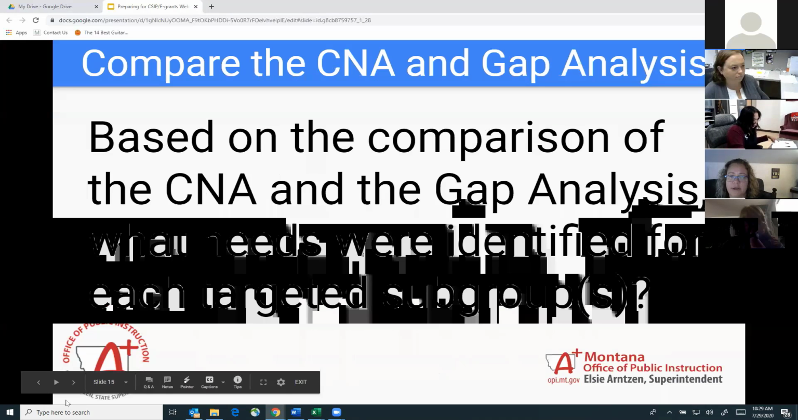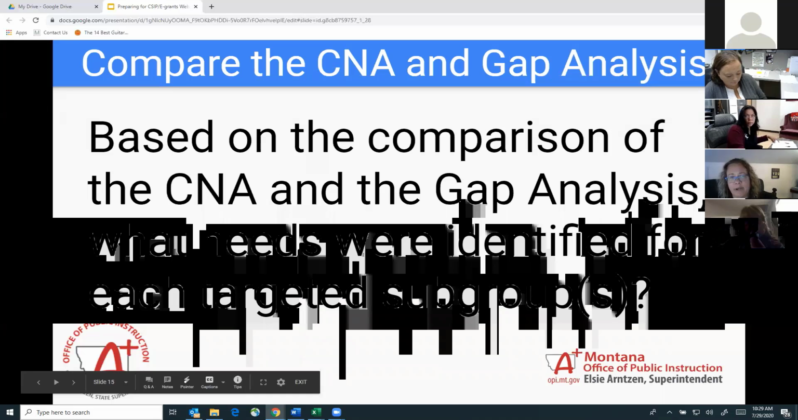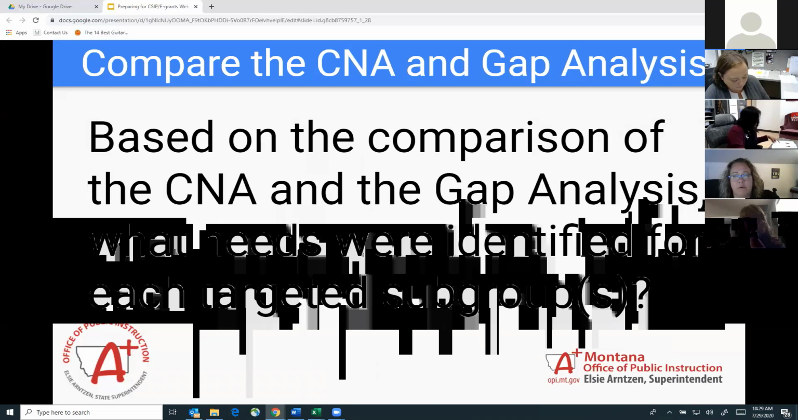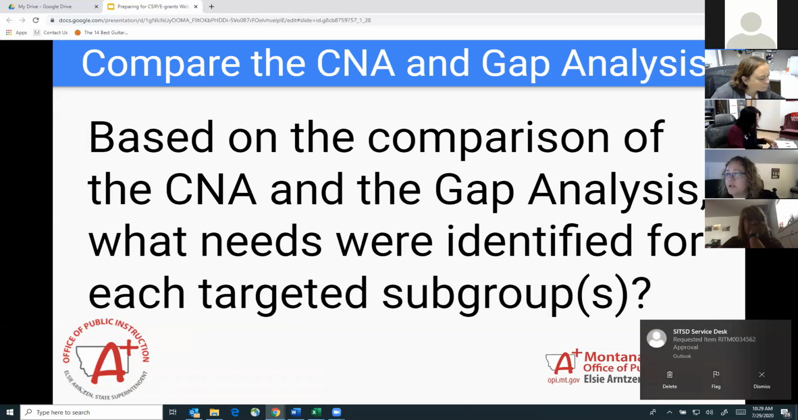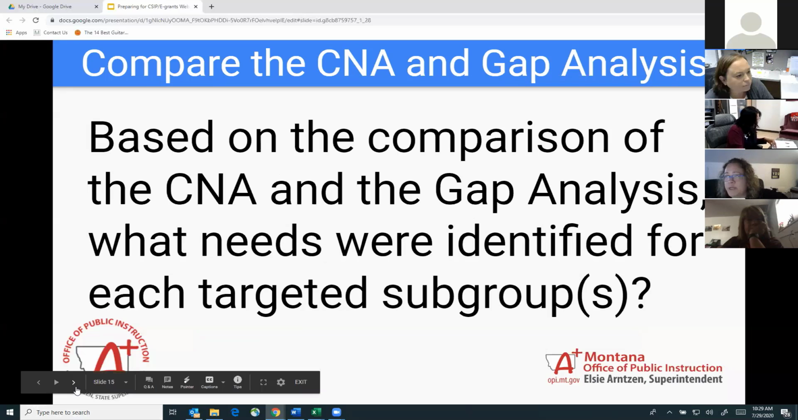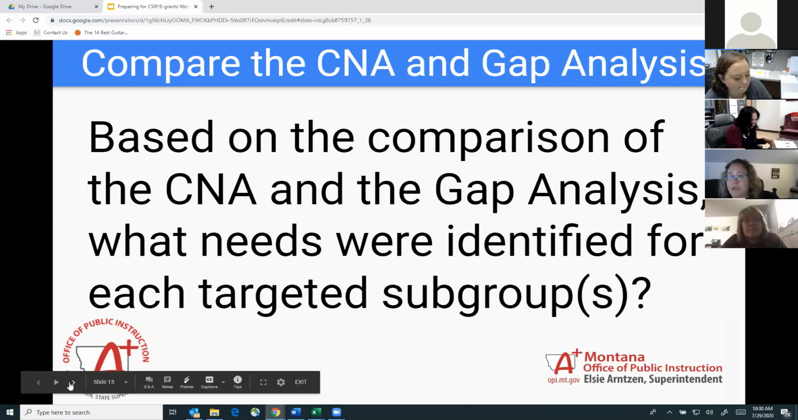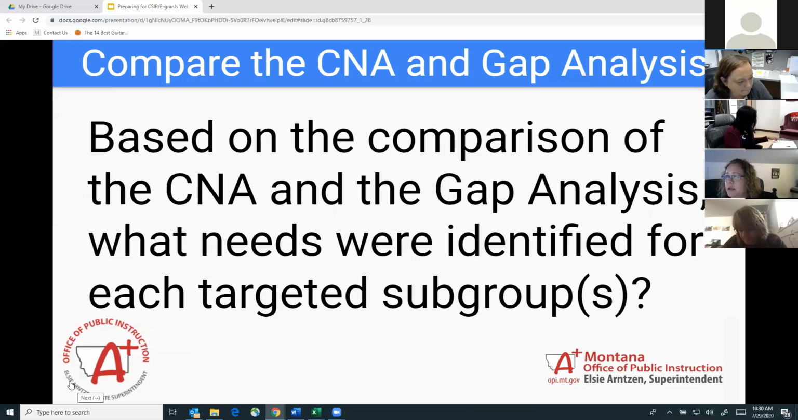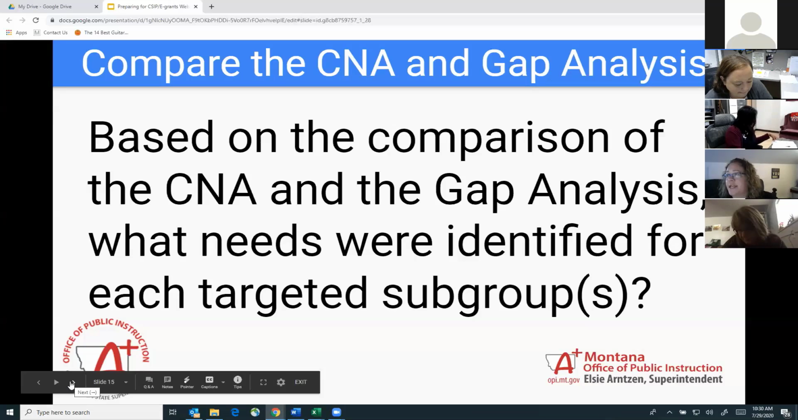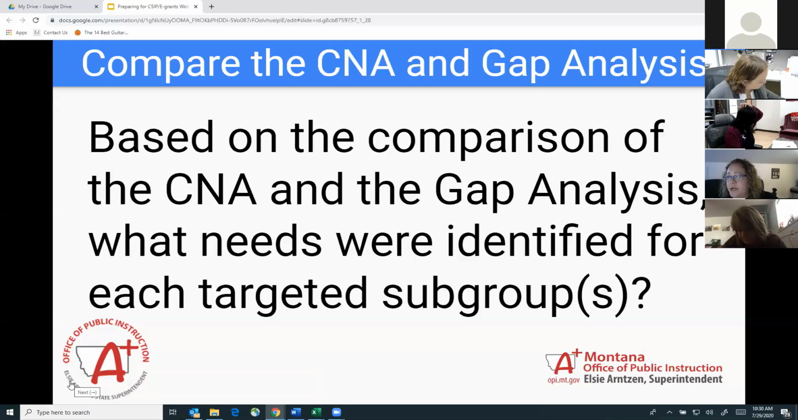The next question is for you to compare the CNA and the gap analysis. So you're going to base on the comparison of your CNA and your gap analysis what needs were identified for each targeted subgroup. So this could include extensive use and implementation of the Montana Early Warning System. They will need training for their staff in order to use it with fidelity. They also identify they need content standards for each grade. They need to teach content standards for each grade, daily lesson plans, and parental opportunity to understand. So they wanted to do professional development for parents.